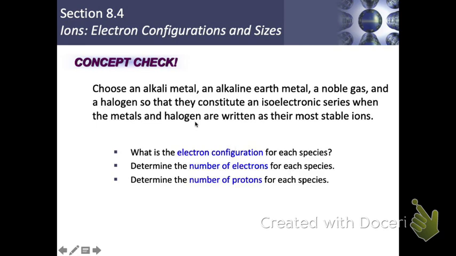Okay, so you're going to pick an alkali metal, group 1, alkaline earth, group 2, halogen, group 7, and noble gas, group 8. Right? You're going to pick 4 different things that have the same number of electrons. Then you're going to write the electron configuration, number of electrons, and number of protons. When it says each species, you're talking about each of your 4 things. Okay, so I'm going to give you about 6 or 7 minutes, maybe less than that, to finish this one.